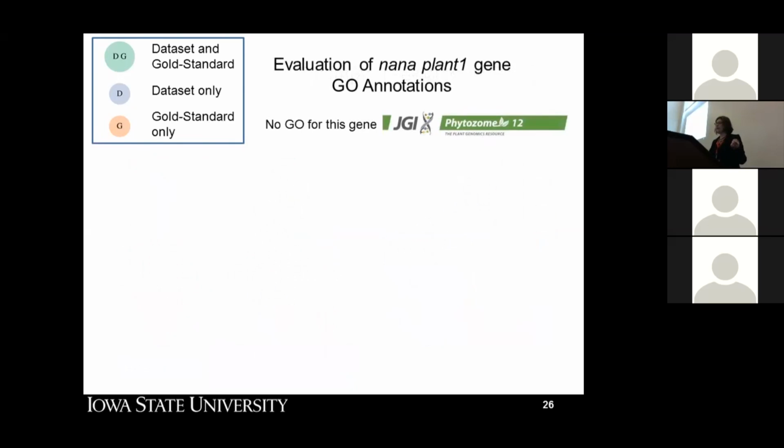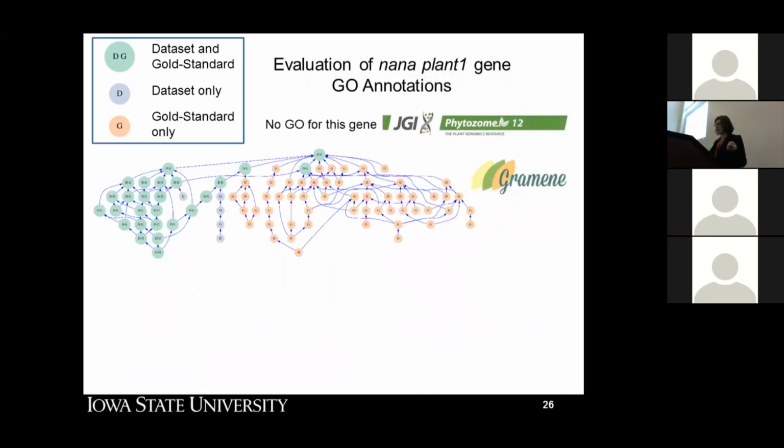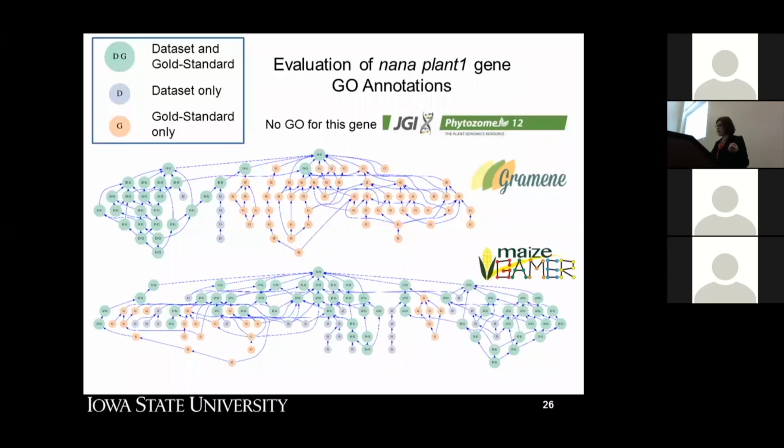So if we look at Nanoplant1, what does it look like for phytosome? That data set has nothing. What does it look like for Gramine? You can see that there is some overlap. There's a lot of what the gold standard annotation looks like that is not found. If we look at Gamer, there's a lot of green. For this individual gene, it's a much better annotation. Okay, so I just showed you an example. What does this look like genome-wide?